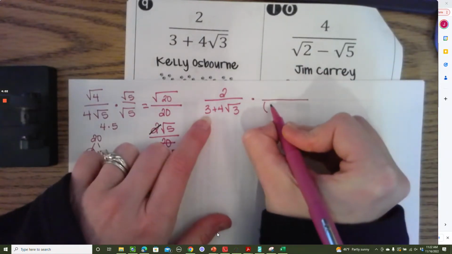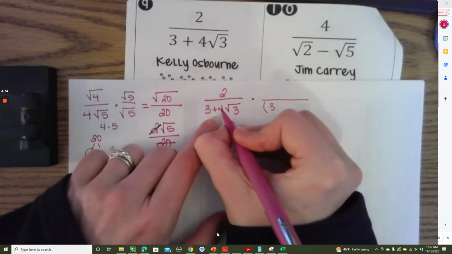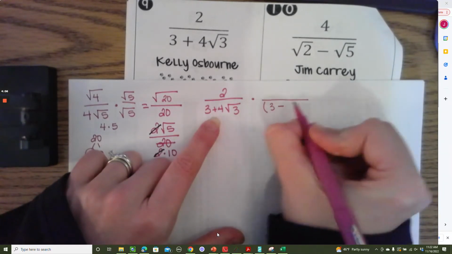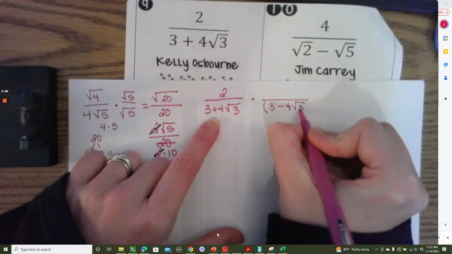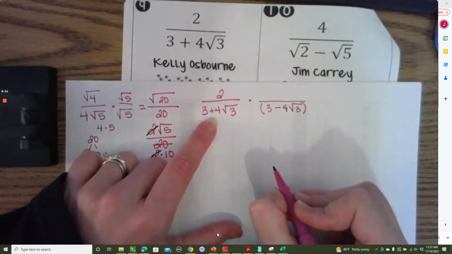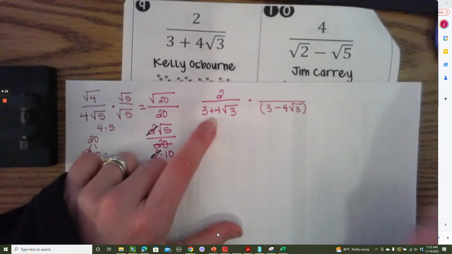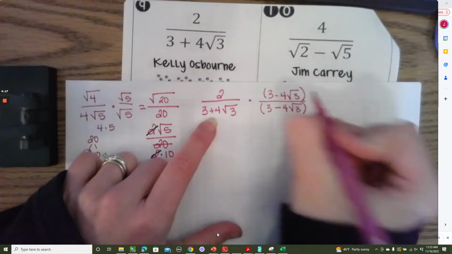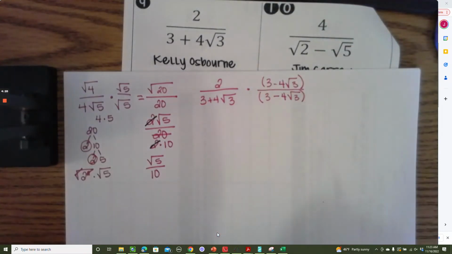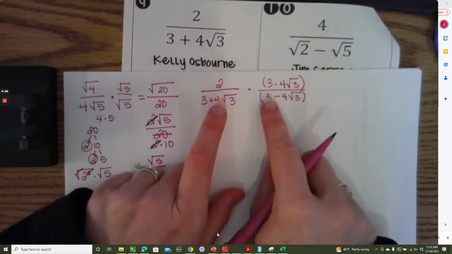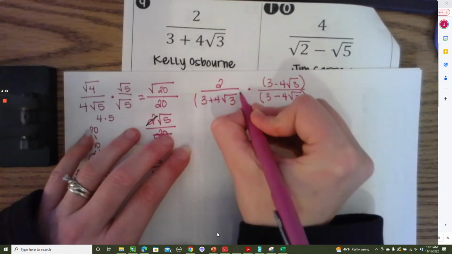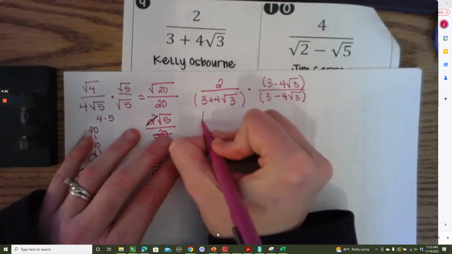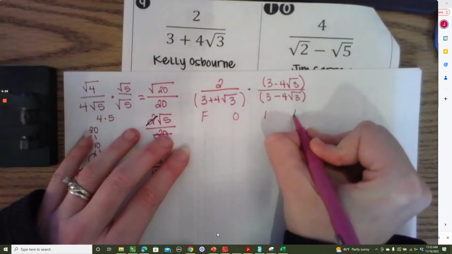All you do is you take this binomial, and if it's a plus sign in the middle, you change it to a subtraction sign. If it's a subtraction, you change it to an addition sign. That is called multiplying by the conjugate. I always do the bottom first to make sure that I'm canceling what I need to cancel. How we multiply binomials is using the FOIL method.